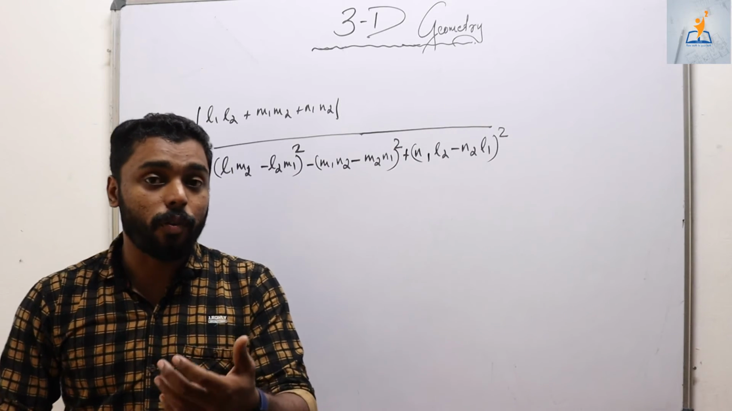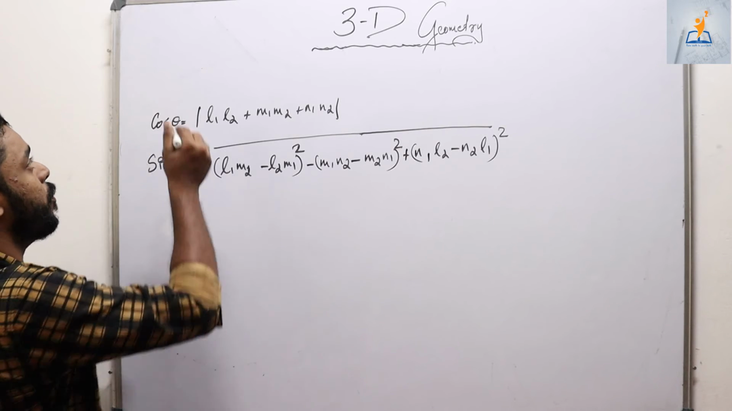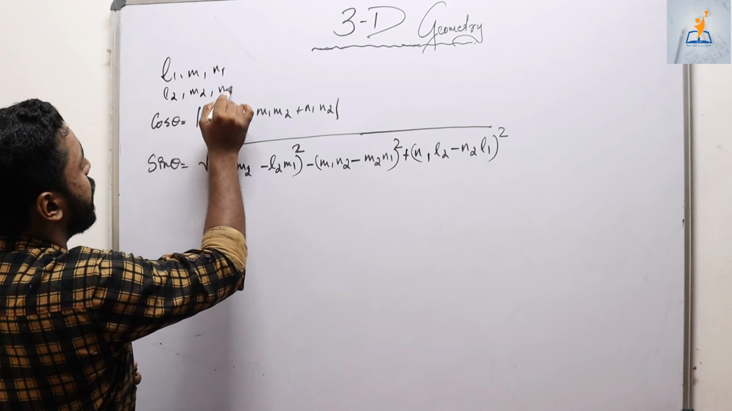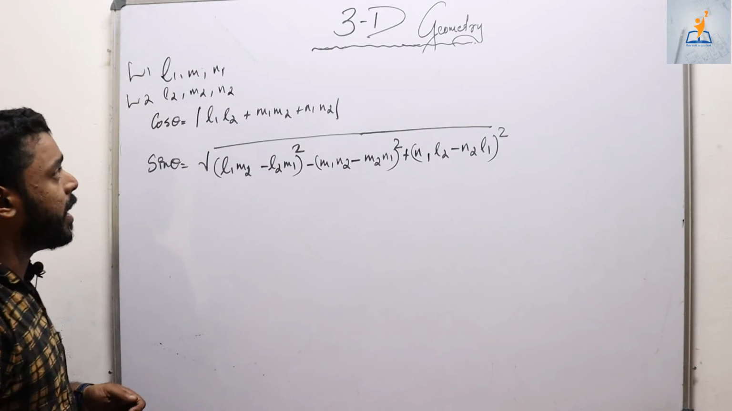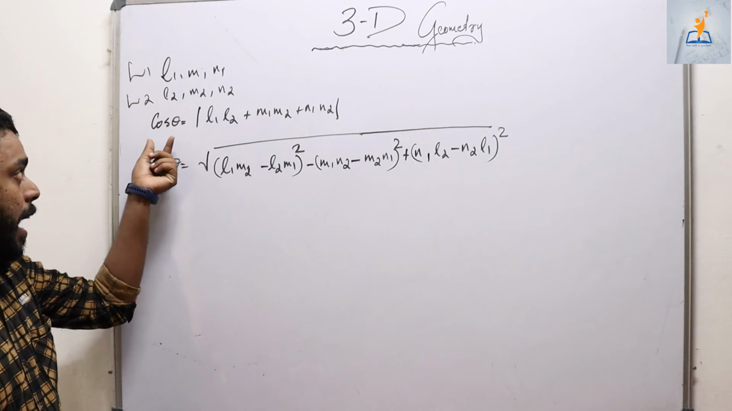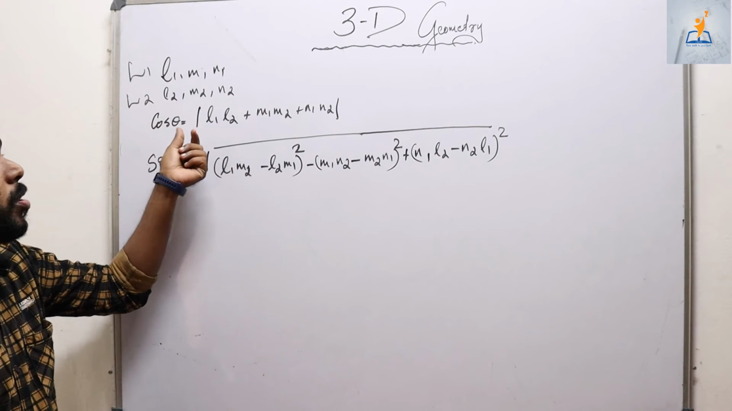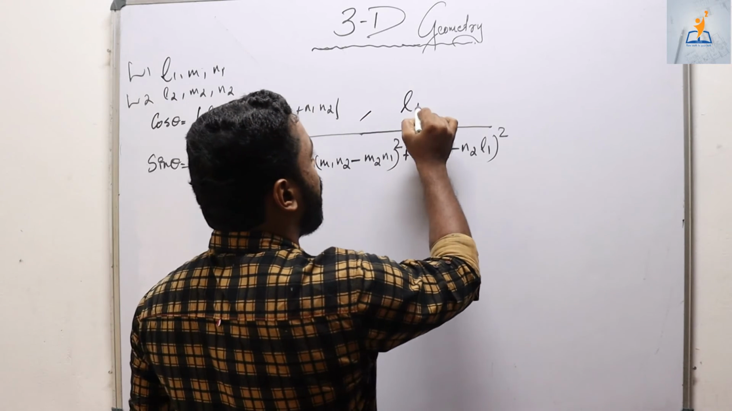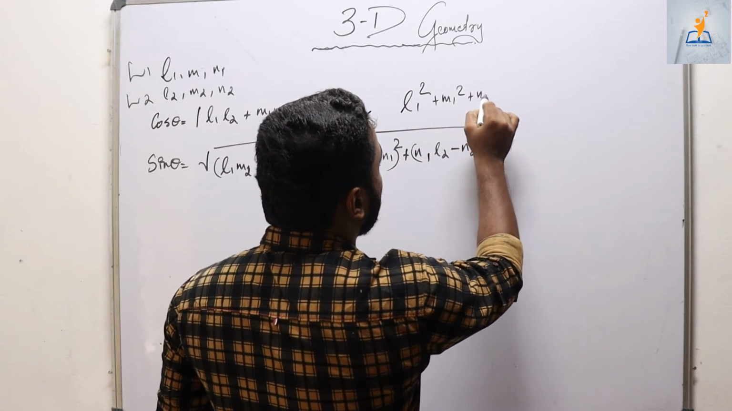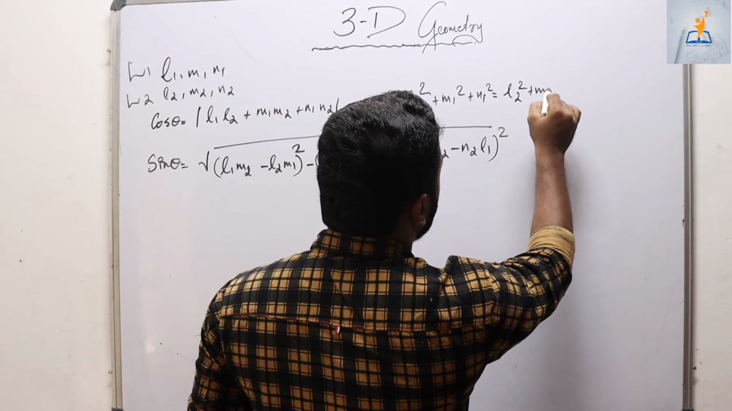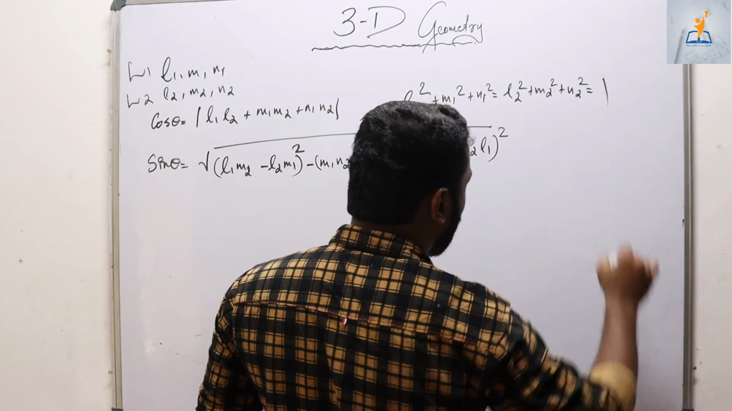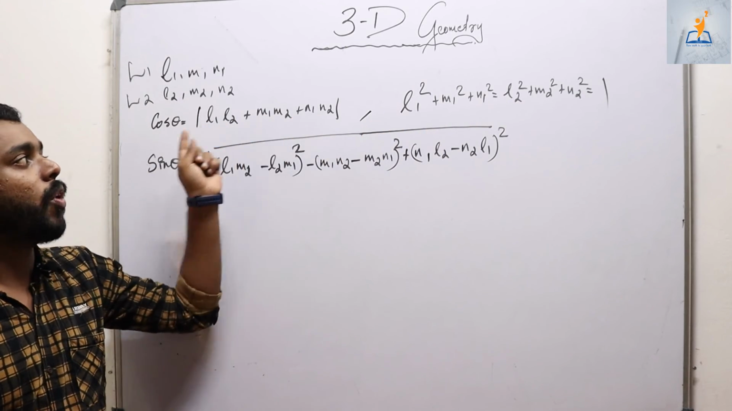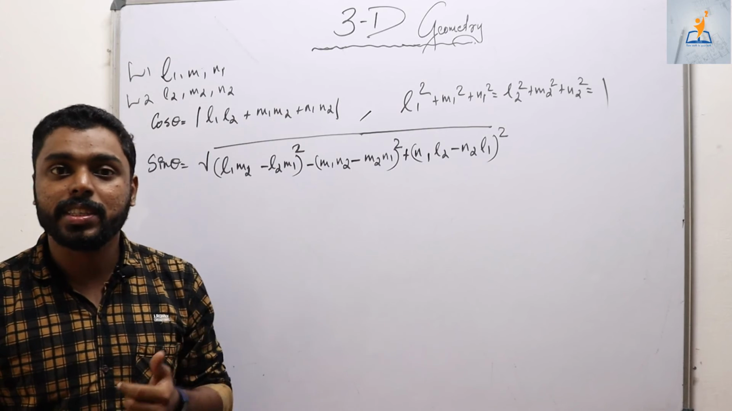Suppose that we are provided with direction cosines L1, M1, N1 and L2, M2, N2 for lines L1 and L2 respectively. Then the formula for the angle between them changes to cos theta is equal to mod of L1 L2 plus M1 M2 plus N1 N2, because we know that L1 square plus M1 square plus N1 square is equal to L2 square plus M2 square plus N2 square, which is nothing but 1. The sum of the squares of direction cosines is always 1. So the denominator will become 1 and what remains is the numerator itself from the previous equation.